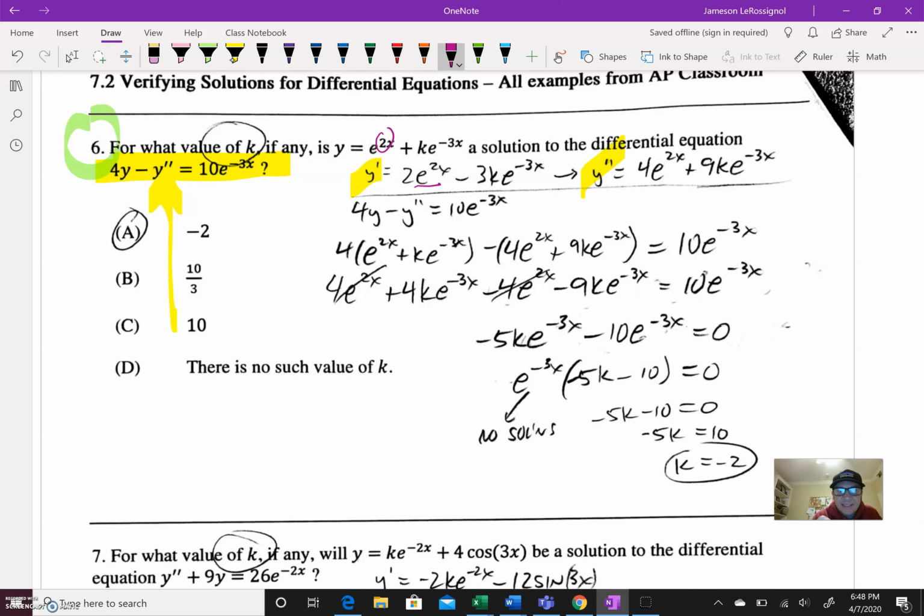Same thing over here. k is a constant, ignore it. Derivative of e to the negative 3x is itself, a repeater, but it's got a chain rule. Derivative of negative 3x, the negative 3 comes down to the front, so you got a negative 3k e to the negative 3x. Repeat that process. 2 comes down again, you get a 4e to the 2x. Negative 3 comes down again, times a negative 3 gets you a positive 9k e to the negative 3x.